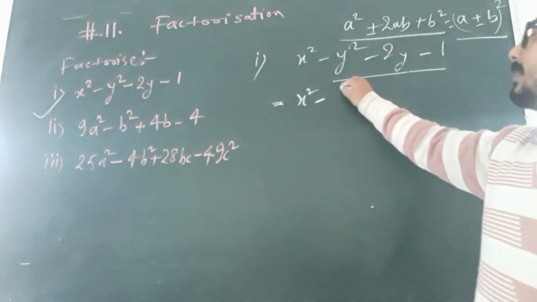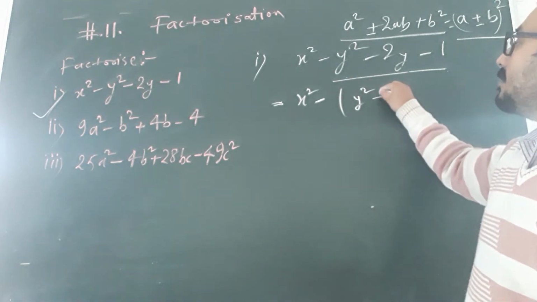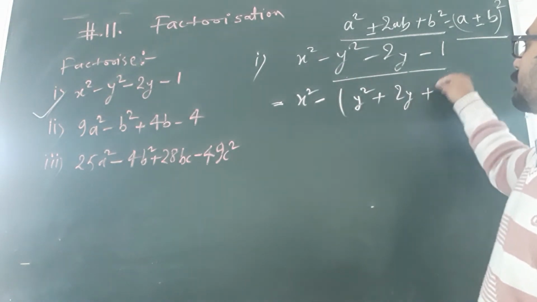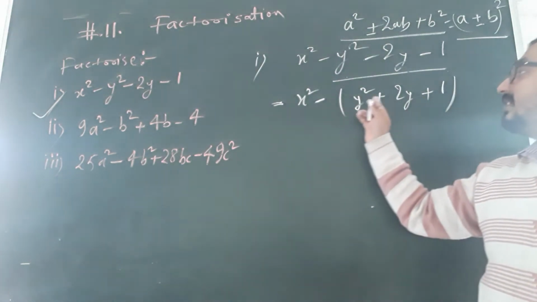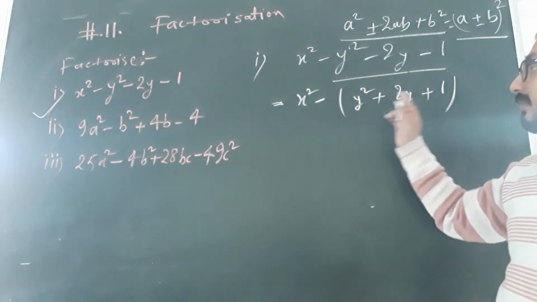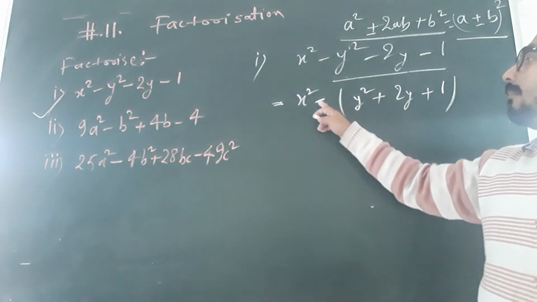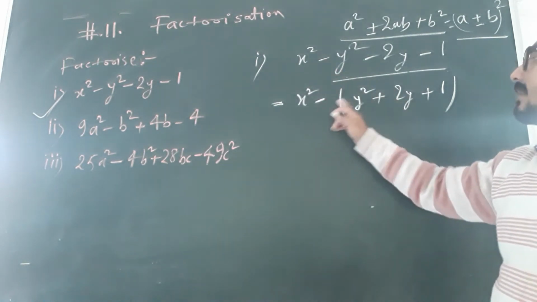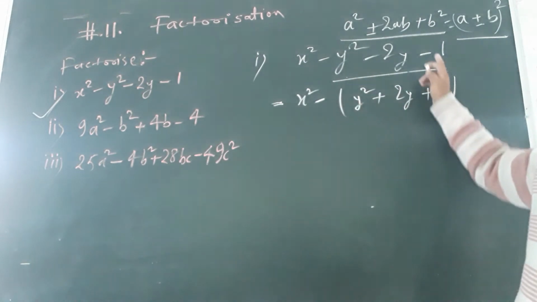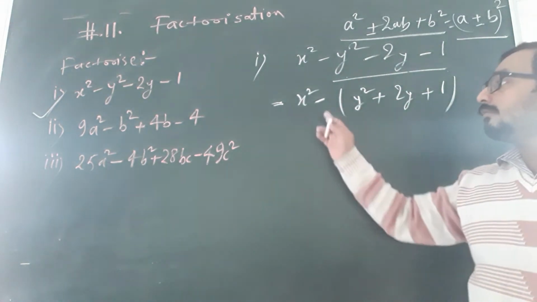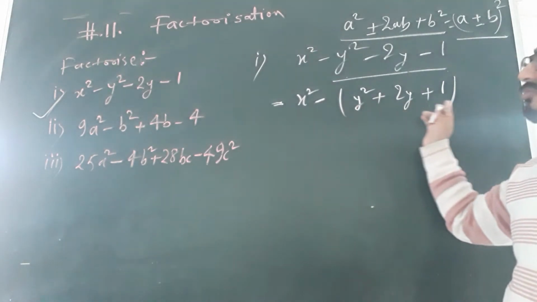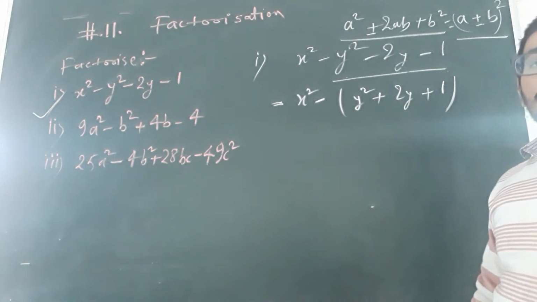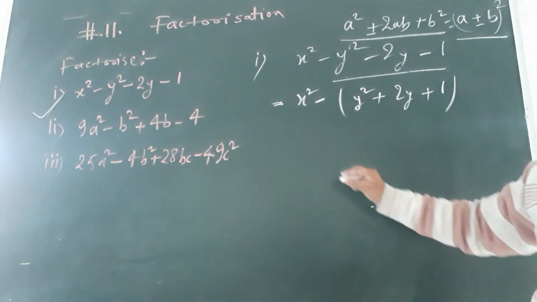See here, from x squared we take minus as common from these last three terms. Use a bracket. This is y squared plus 2y plus 1, because we take minus as common, so change the sign. When we remove this bracket, we get minus y squared, minus 2y, minus 1. When we use a minus sign before the bracket, we have to change the sign of each term within the bracket.